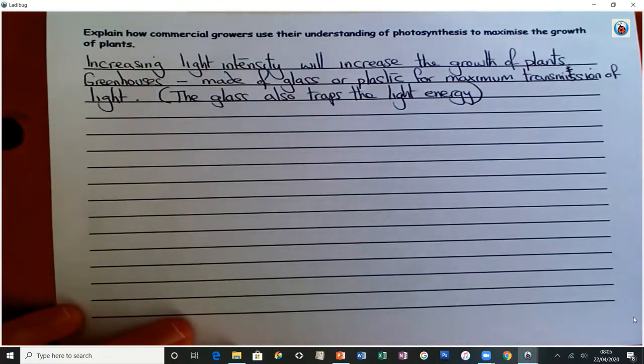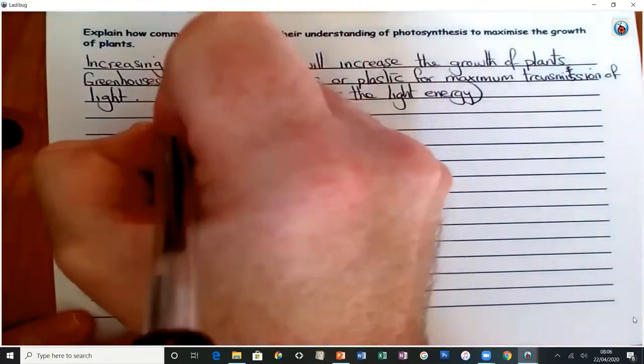The growers can also maximize the rate of photosynthesis by using artificial lights. If they use an artificial lighting system, that will provide the optimum light intensity and will also lengthen the day. A lot of commercial greenhouses have their artificial lighting system switched on during the night so that the plants can continue photosynthesizing and growing. They also usually have blinds to block the light out so it doesn't cause light pollution. Let's write that down.